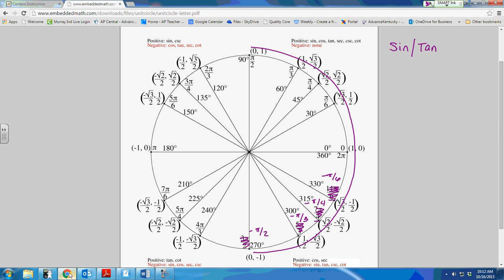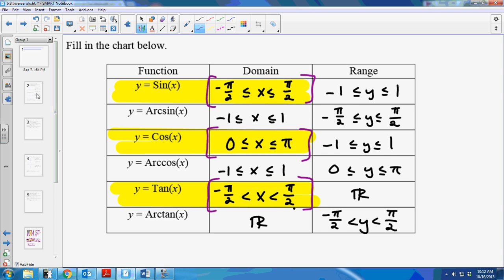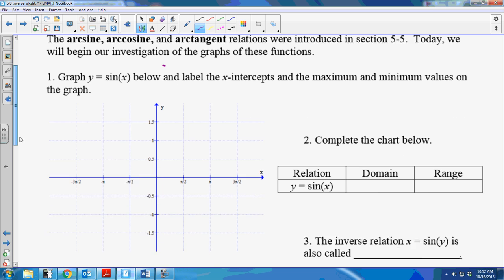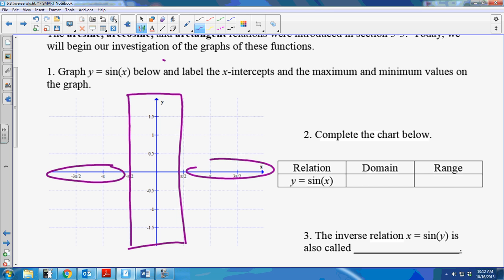All right? So what we defined yesterday in that graph, that first graph that we did, when you graph sine, we defined it in this box from negative pi over 2 to pi over 2, right? So we can't use any of these values outside of the box. Does that make sense? Okay?